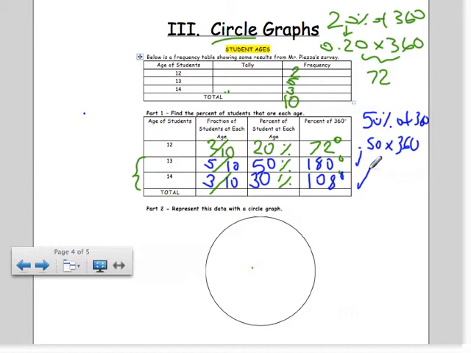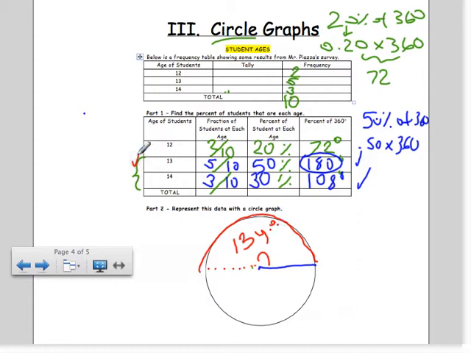So building it, you first are going to try your best to find the middle of the circle and have a starting line. I'm going to build this group first because I know what 180 degrees is. Starting here, I know that 180 degrees is half the circle. So I know this first group right here is 180 degrees, and these are my 13-year-olds.